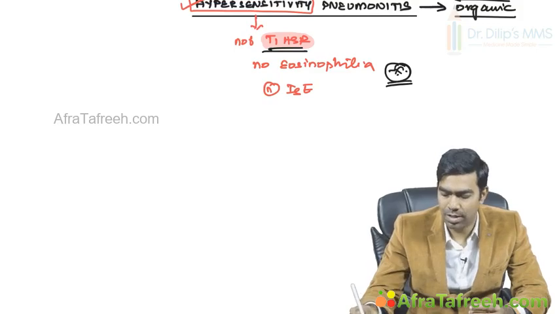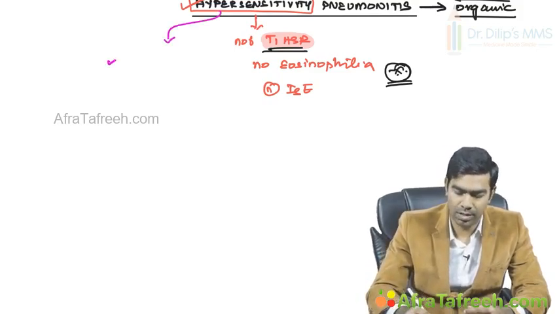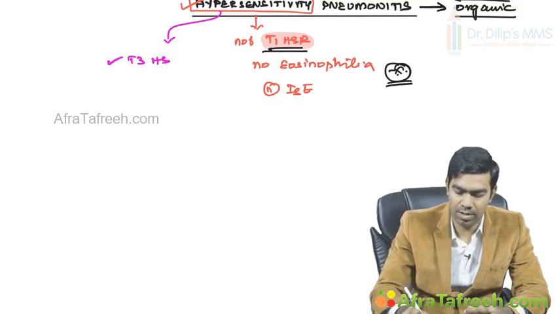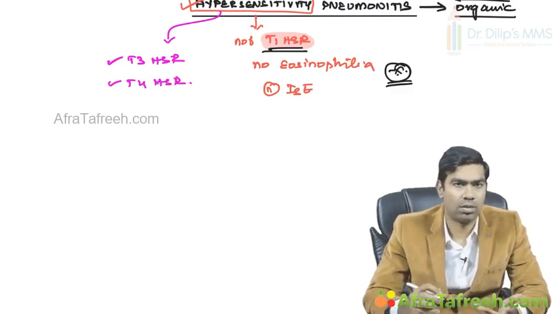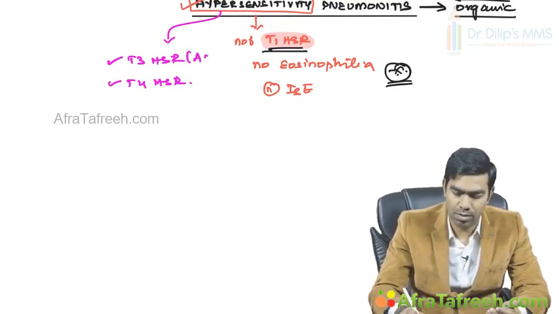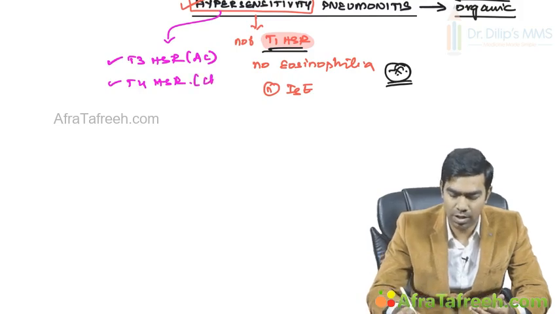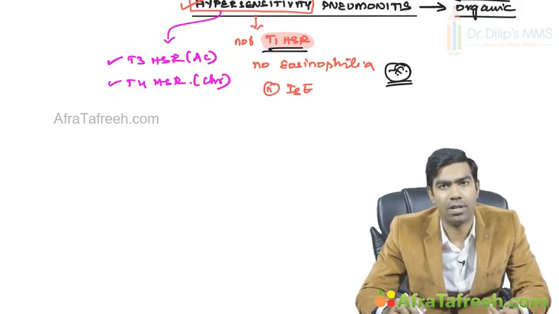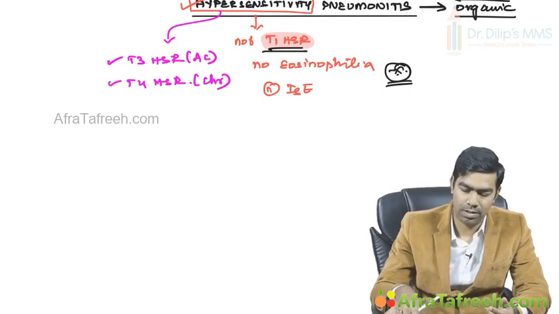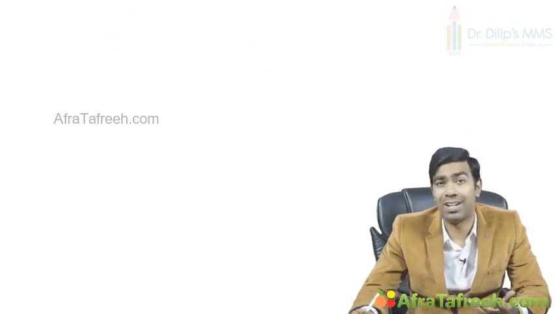So what is the hypersensitivity involved here? The hypersensitivity involved here is type 3 hypersensitivity reaction or a type 4 hypersensitivity reaction. And again, it depends what is common and where. So in acute hypersensitivity pneumonitis, you'll have a type 3 hypersensitivity reaction, whereas in chronic hypersensitivity pneumonitis, it's going to be a type 4 hypersensitivity reaction. Now, let us see some of the important interesting features.